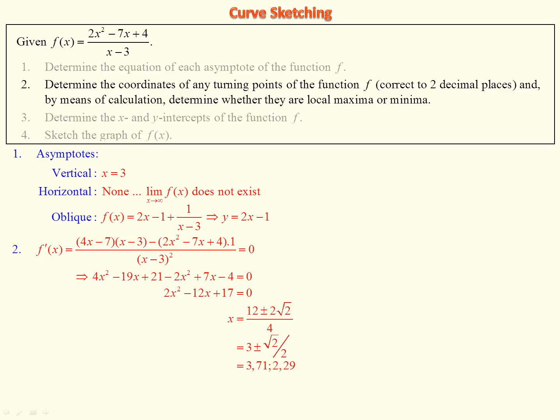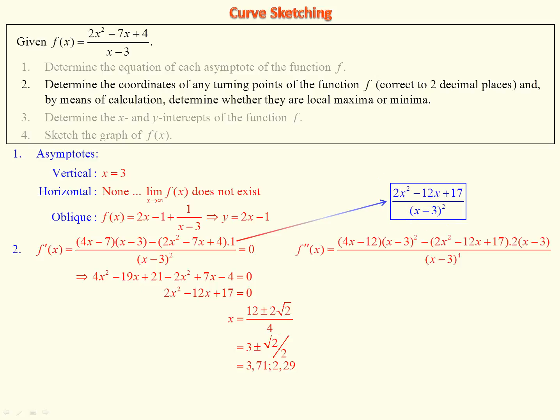Now that we have that, we now have to find whether they are local maxima or minima. So I now go to the second derivative. In order to make it easier for the second derivative, we know that that numerator simplified to that. So therefore we can see the derivative as that. That is a bit easier to differentiate now, once again using quotient rule. There it is. We don't need to simplify that. We're going to test 3,71 into there, and we're going to test 2,29 into there.